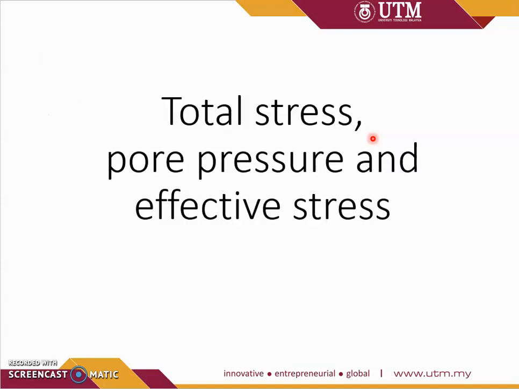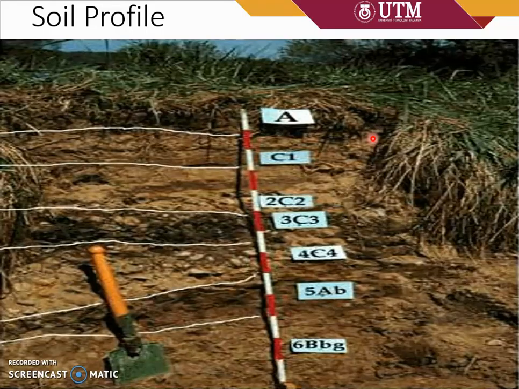Okay, for the total stress, pore pressure, and effective stress, before I go further, just want to share with you this figure of a soil profile with a few layers of soil, namely A, C1, 2C2, 3C3, 4C4, 5AB, and 6BBG. So why is it addressed like this? Maybe it's due to the horizon of the soil.